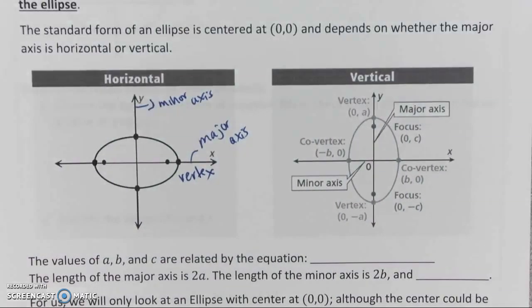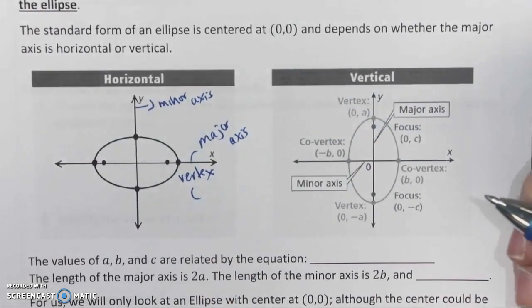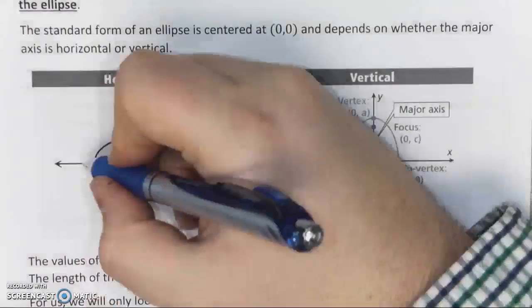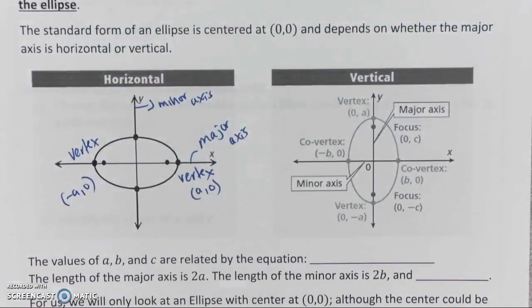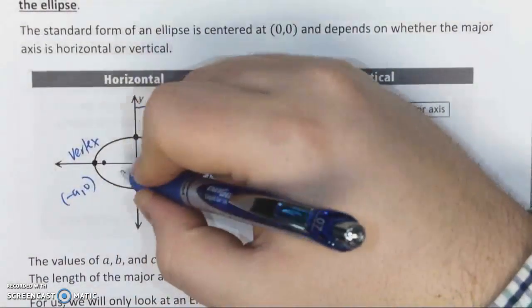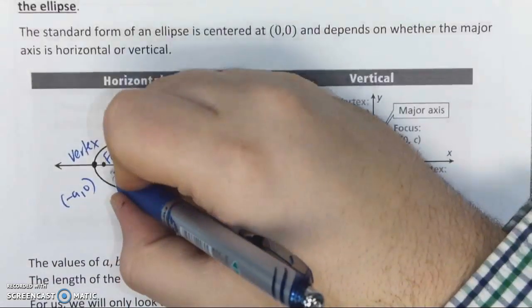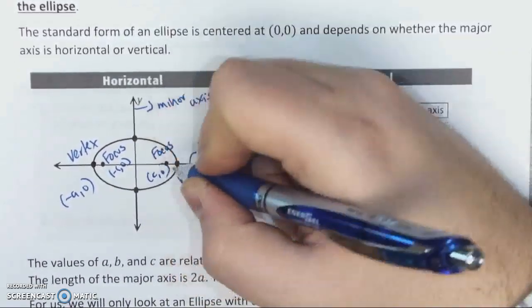And the vertex is going to get labeled as the point, in this case, positive a, comma 0. And then your other vertex on the other side is going to be negative a, comma 0. The points inside on your major axis, those are your foci. That's going to be the point negative c, comma 0, and then the other one is going to be the point c, comma 0.